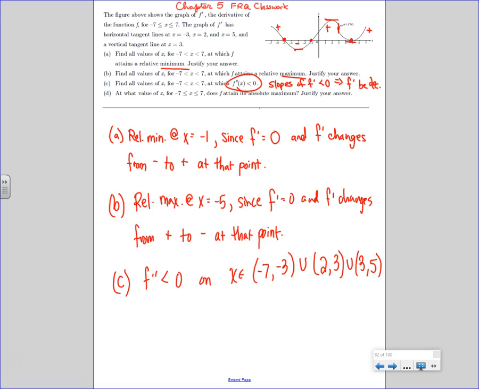But otherwise, you guys get it. It was decreasing for those intervals, right? Okay. Letter D. It doesn't even say justify. Sweet, go team.